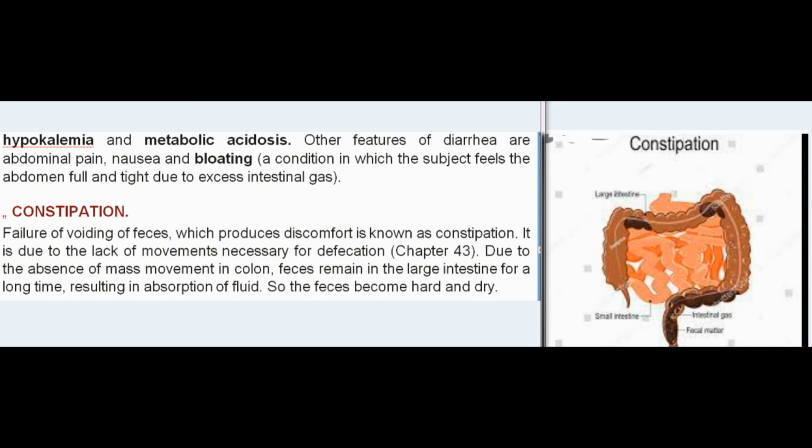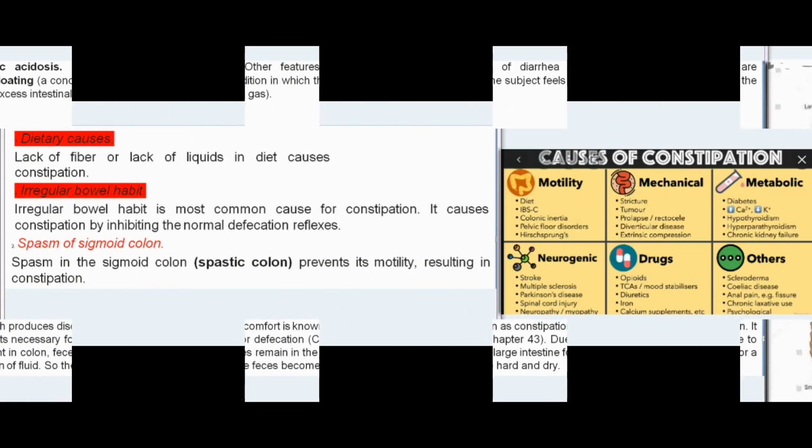Constipation. Failure of voiding of feces, which produces discomfort, is known as constipation. It is due to the lack of movements necessary for defecation, Chapter 43. Due to the absence of mass movement in colon, feces remain in the large intestine for a long time, resulting in absorption of fluid. So the feces become hard and dry.